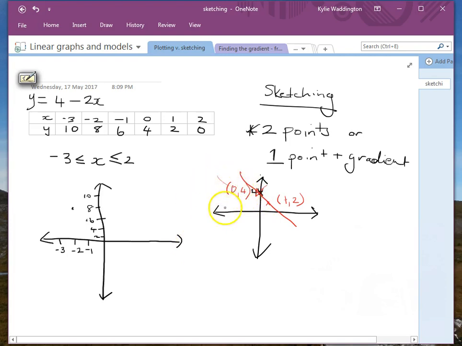Really important to make sure you do put the coordinates in some format. It's enough if it's an intercept to just put the value next to it, but if it's a point in one of the quadrants, then you do need to put a coordinate in. This is more detailed. This is for just showing a relationship.